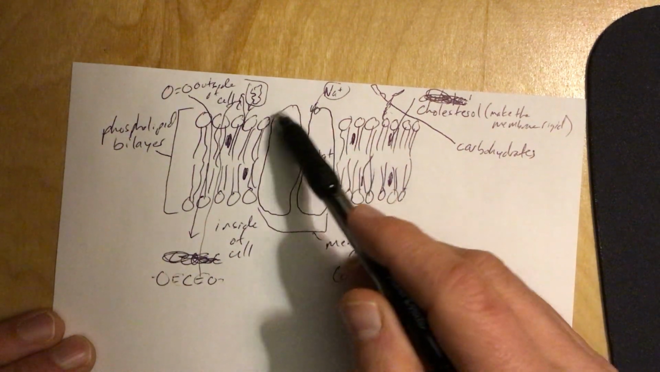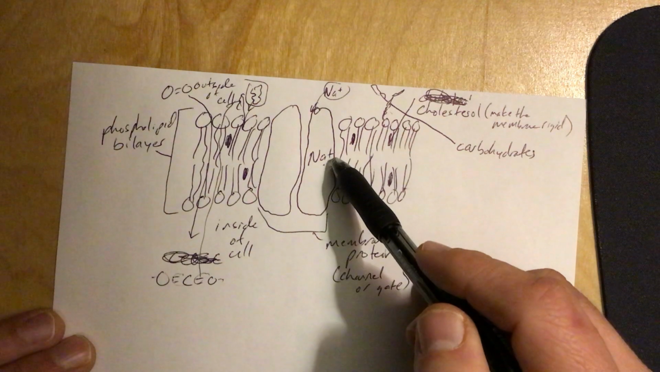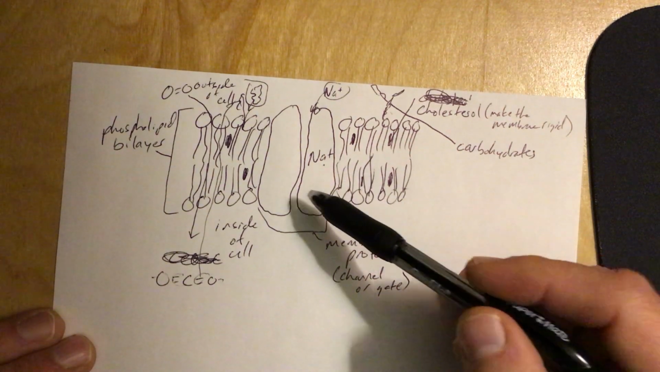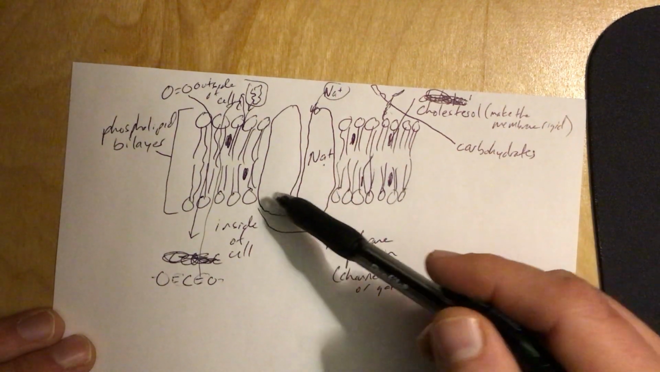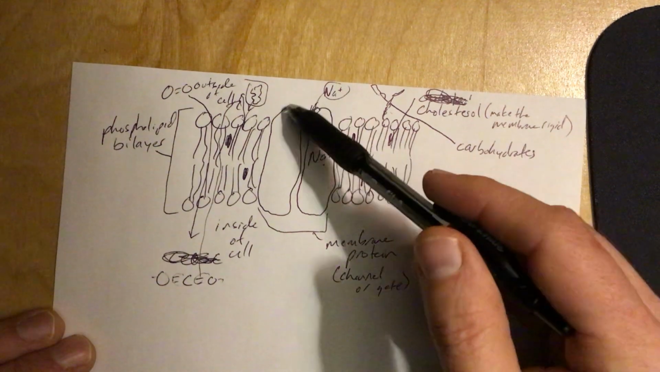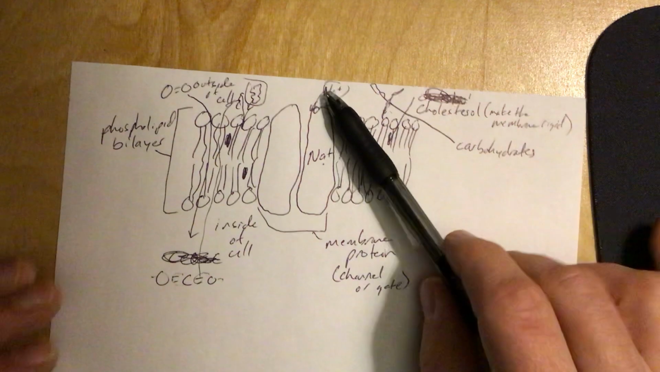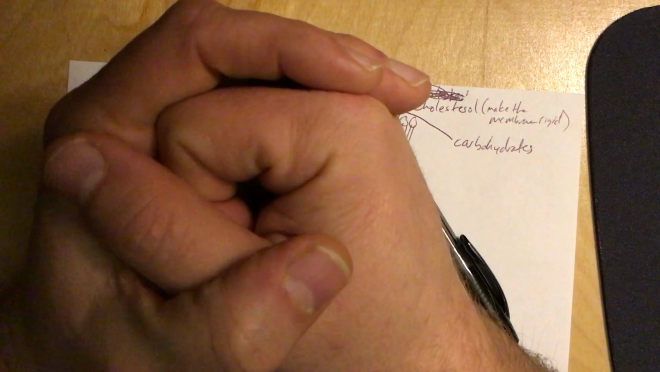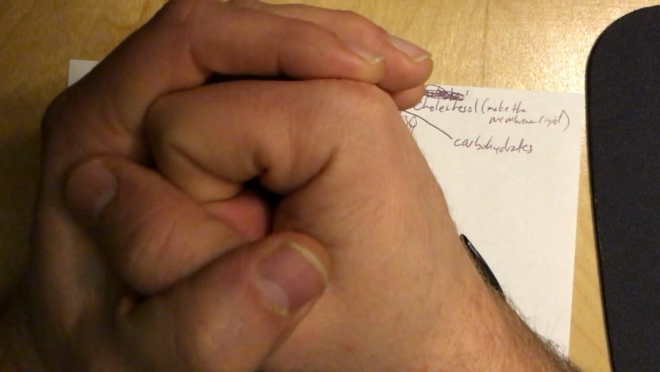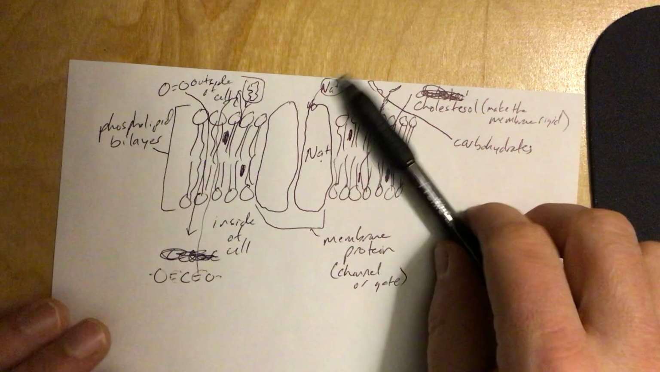Then we have gates like this right here. This one was specific to sodium, but they can be specific to pretty much anything, any type of molecule that the cell would regularly need. And those membrane proteins serve as gates. And they're not always open. Most of the time, they're going to be closed, and then they'll open up when the cell allows them to, and then they'll close up when the cell wants them to close up.